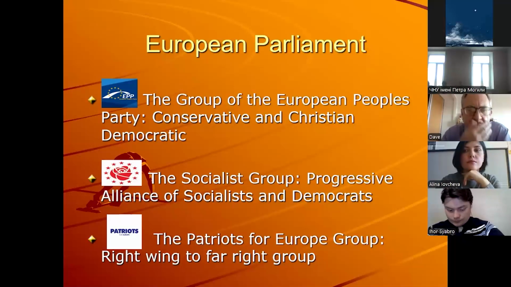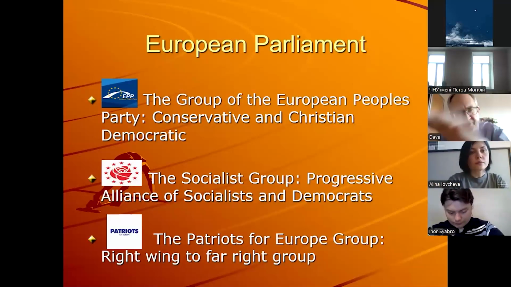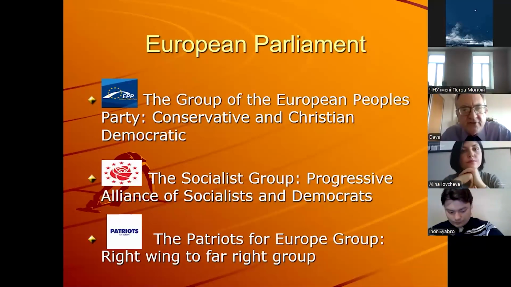So the most dominant, I would say, in the history of the European Parliament, including today, is this first one, the group of the European People's Party. These are the conservative and Christian democratic members of the European Parliament that sit together from all the different 27 countries. They sit together in this group. It's called European People's Party. These are the conservatives or Christian Democrats.